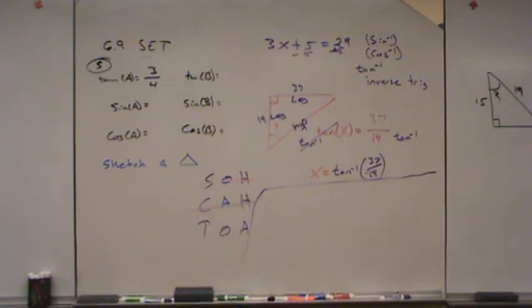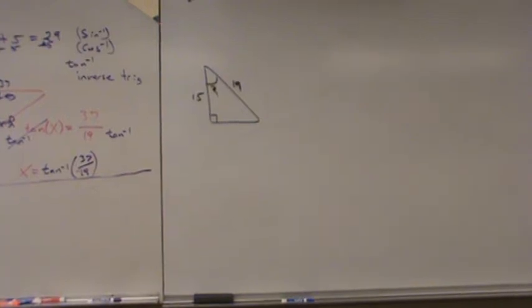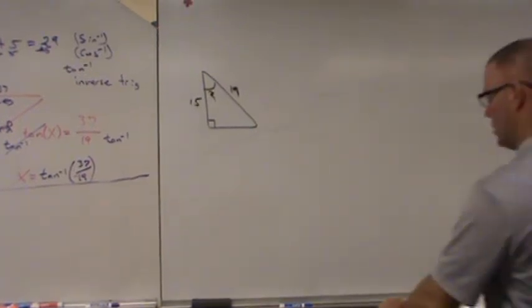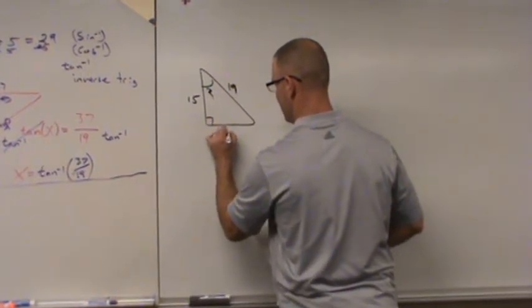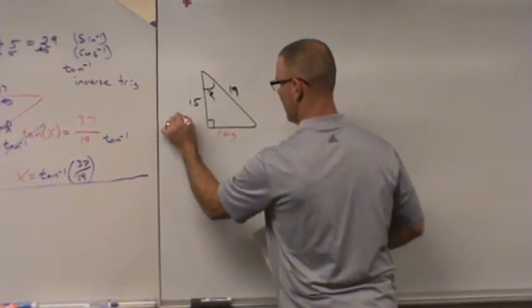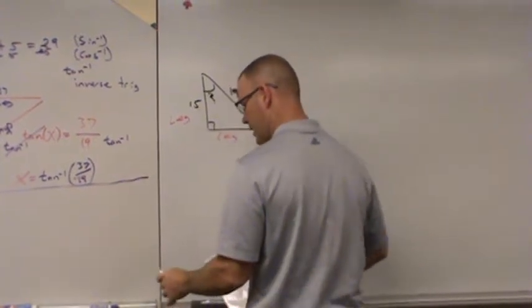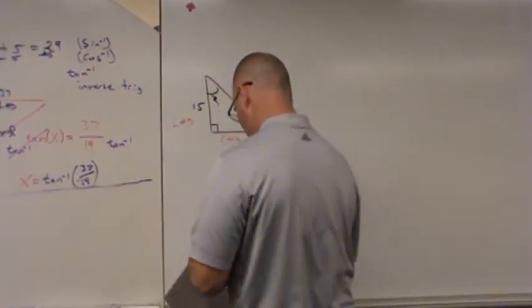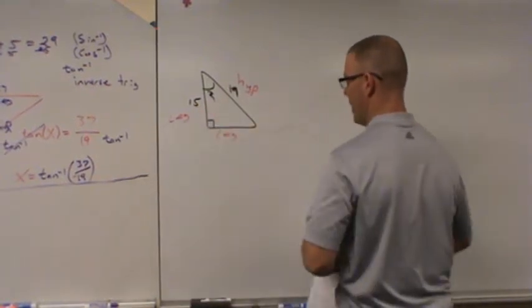You need to identify your sides. So I'm going to identify those sides. Well, this is a leg, this is a leg, and this is the hypotenuse, right? So what am I given? You have to stop and ask yourself, what am I given? Well, I'm given a leg and the hypotenuse.